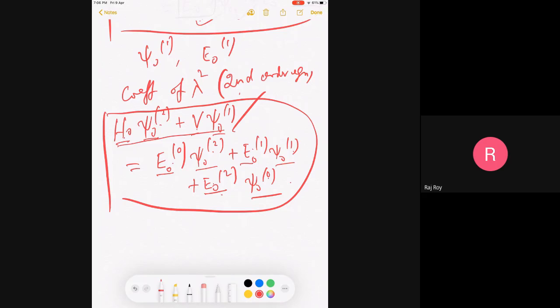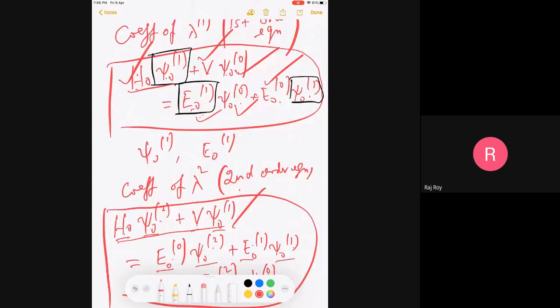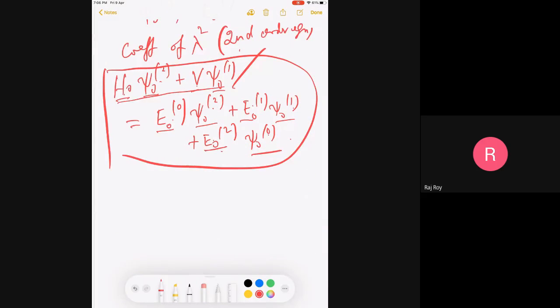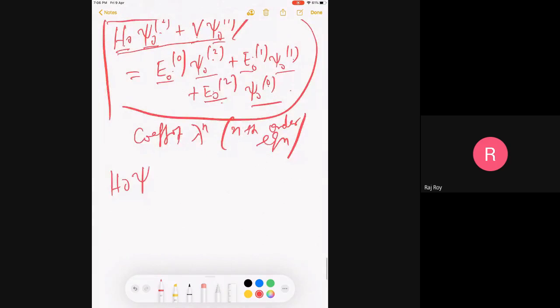Is it clear? So actually, if I have to write the nth order equation, I will write it now. You will see how easy it is. Let's say I want to write the coefficient of lambda to the power n, the nth order equation. Many people get worried about writing the perturbation equation. It's so simple. I always start from the 0th order of H, psi 0n, plus the first order of H, which is V. H naught plus lambda V, remember. V, this must be n minus 1. Nothing else is possible on the left hand side.